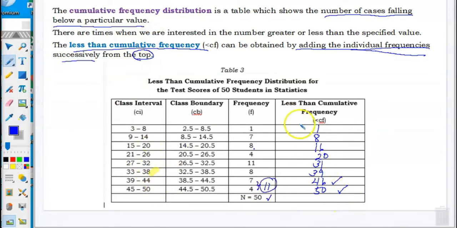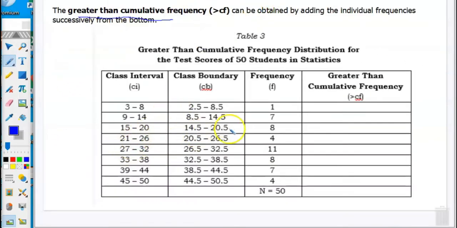In that case, we're not going to use the less than cumulative frequency because it's intended for questions such as how many got lower than a certain value. That's why it's less than cumulative frequency. Now, for the greater than cumulative frequency, we start with the lowest value. It can be obtained by adding the individual frequencies successively from the bottom part. So we start from the bottom.